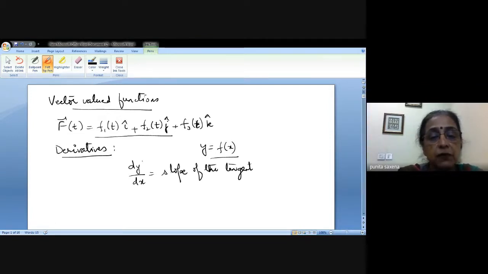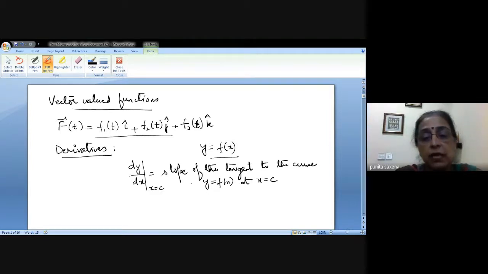And especially when we find dy by dx at any point c, then it is nothing but the slope of the tangent to the curve y equal to f of x at x equal to c. So whatever we want to study about the tangent can be studied with the help of derivatives. This we know from our knowledge of calculus also.